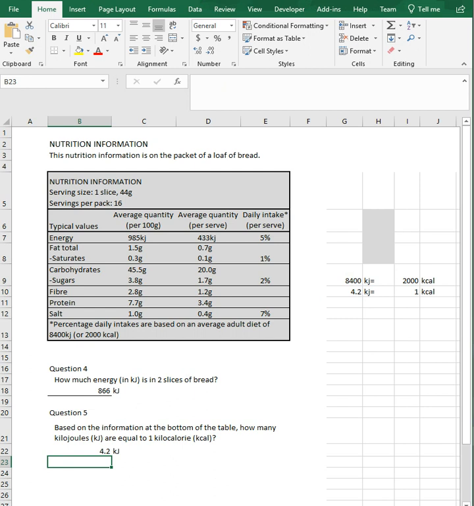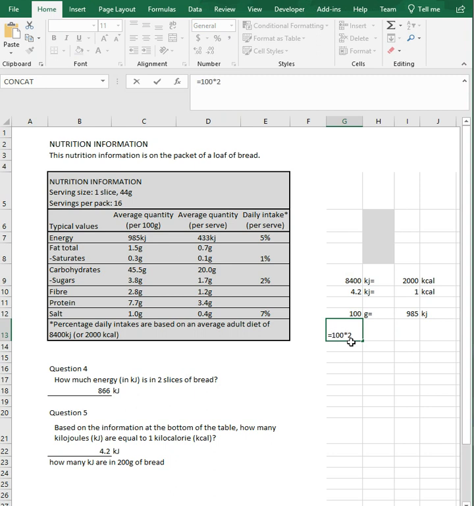Okay? They could ask lots of other ways of doing things, not just those ones. They might ask, how many kilojoules are in 200 grams of bread? Well, we know 100 grams from here is 985 kilojoules. We know that 100 grams equals 985 kilojoules. But we want 200, so we've got to multiply both sides by 2. So 100 times 2, and 985 times 2. So we've got 200 grams equals 1,970 kilojoules.